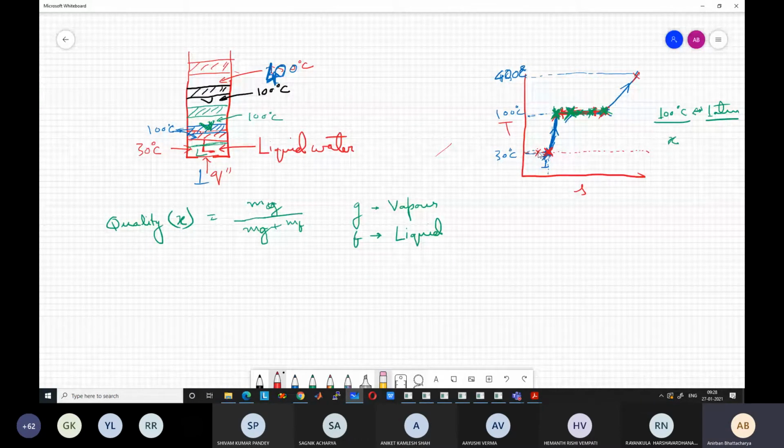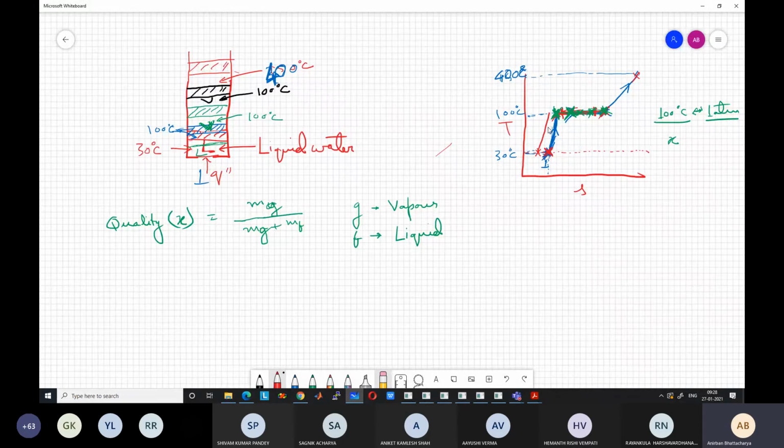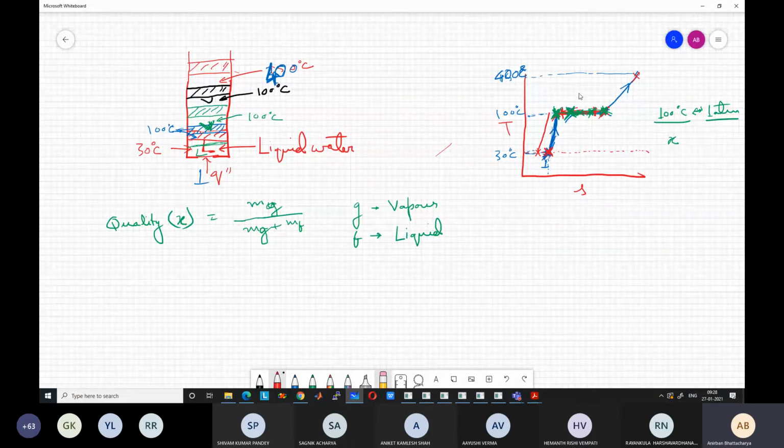Then we start heating the water at 30 degrees centigrade, but at 100 atmospheric pressure now. If you keep on heating, it again follows a constant pressure line like this. Now it has reached 100 degrees centigrade. So can this water boil at 100 degrees centigrade? No, sir. It cannot boil, right? Its boiling point is much higher at 100 atmospheric pressure. Boiling point may be more than 300 degrees centigrade.